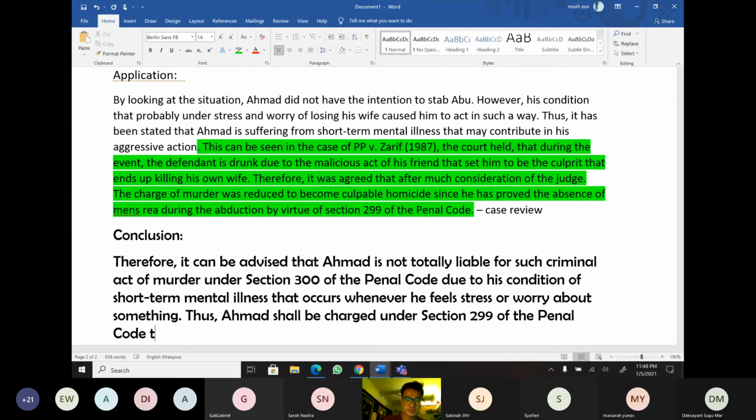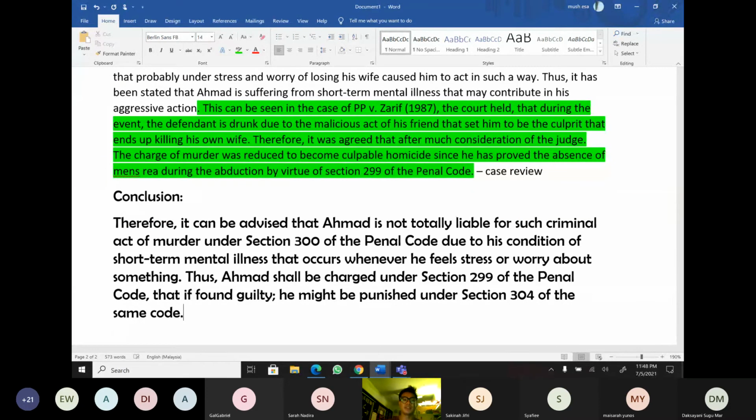Found that if found guilty, he might be punished under section of the same code atau same act.